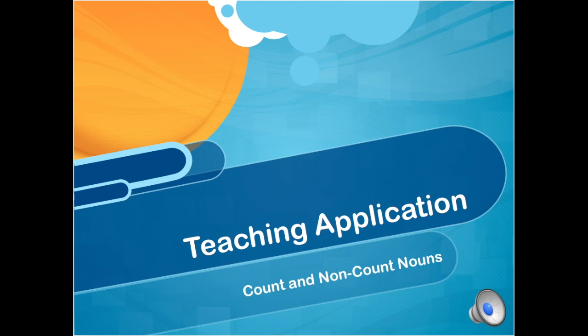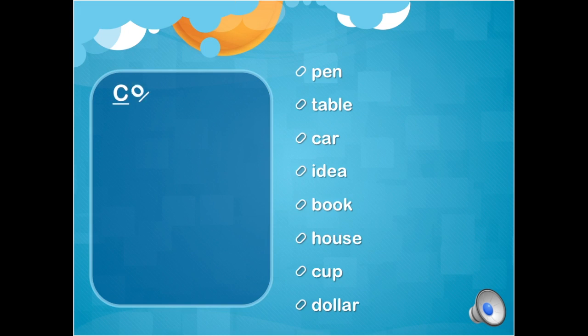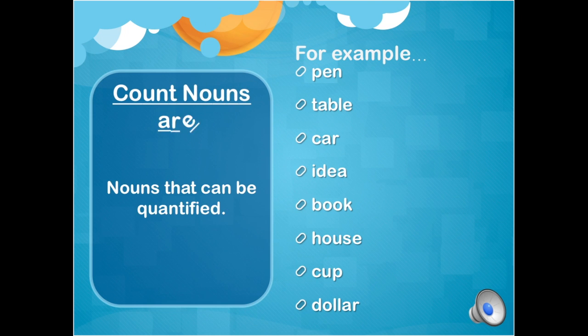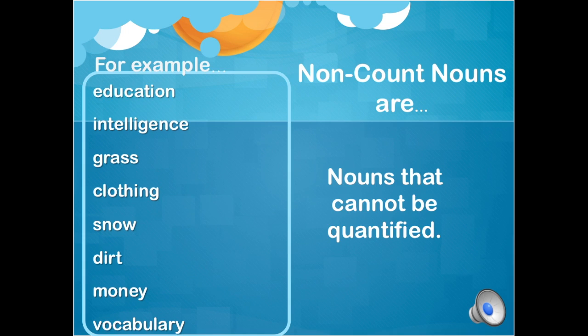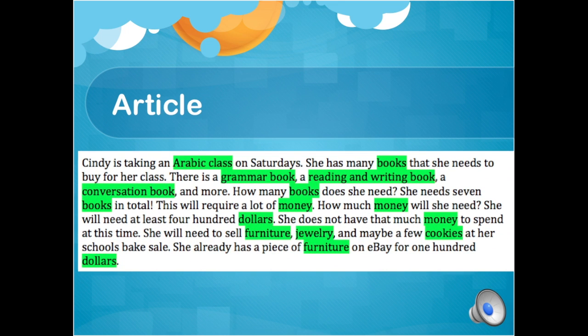Now let's apply what we learned. What are some ways that we could use this understanding of count nouns and non-count nouns in the classroom? You could start off your lesson by briefly defining and giving examples of count and non-count nouns. Next, give your students an article with the nouns already highlighted that you want your students to focus on. Then tell your students to circle the words before the nouns.